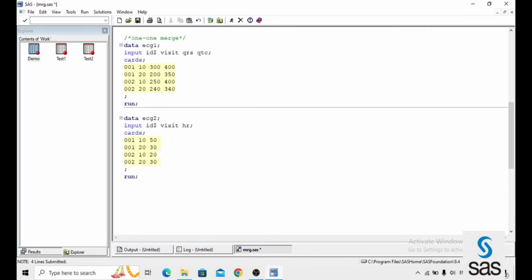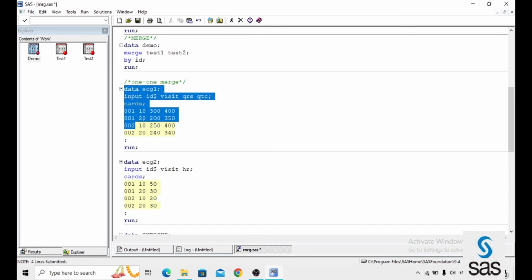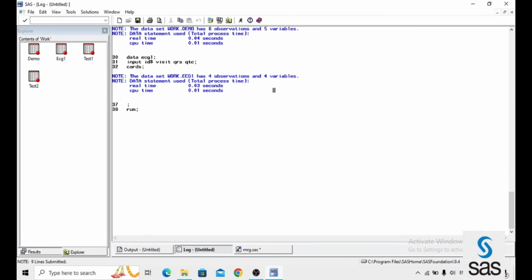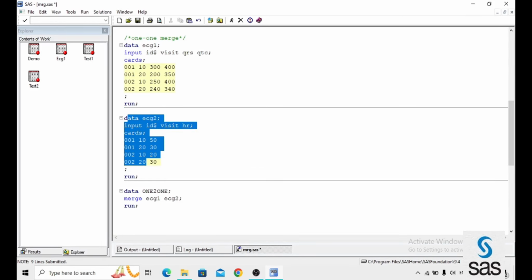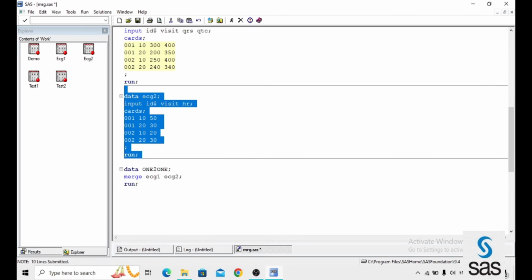Then what happened in this type of situation? It is a one-to-one match. Okay, the dataset is data one_to_one, match ECG1 and ECG2. This is ECG1, this is ECG2, with the common variable ID and common observations also here, and run. Here I am not using a by statement, that's why no need of sorting. When we use a by statement only, you have to use sorting. First we run ECG1 and log is clear, and the next one is ECG2. ECG2 log is clear, and finally merging.